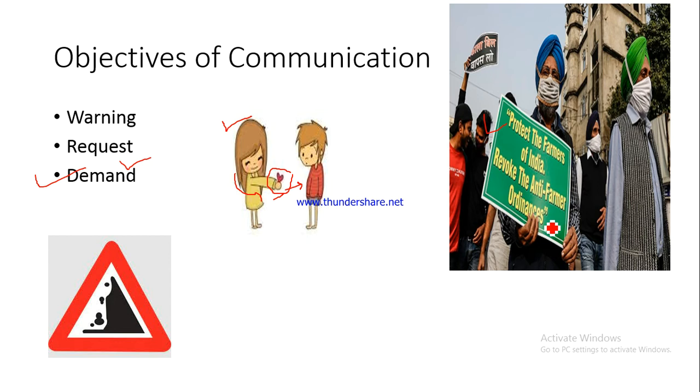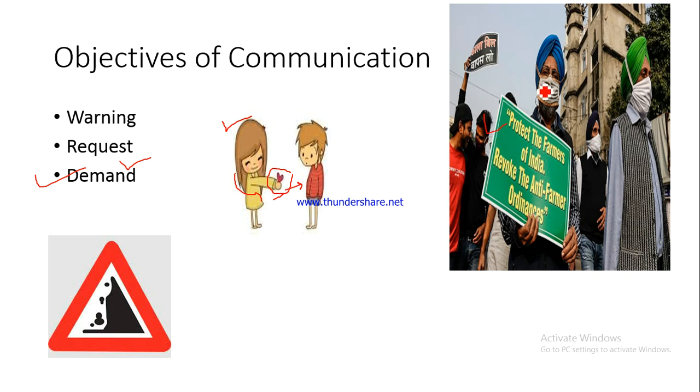I hope you know about the farmer protest in Delhi and nearby areas, specifically farmers from states of Punjab and Haryana, including some farmers from Rajasthan and UP. They are demanding this withdrawal of the 3 farm bills. So they are putting up this demand in front of the government. They want the government to give in to their demand. And how do they do this? They will have to communicate.